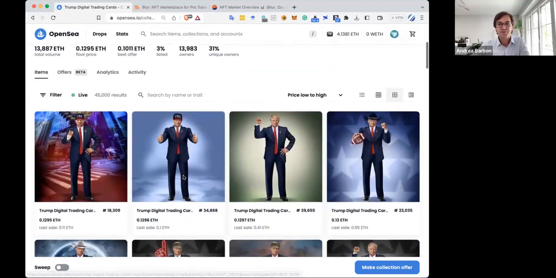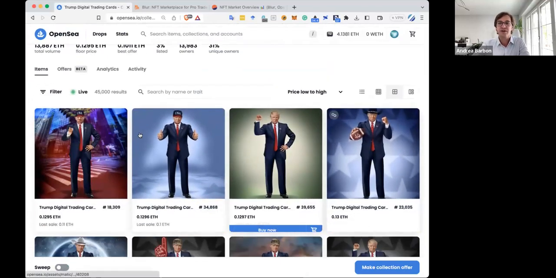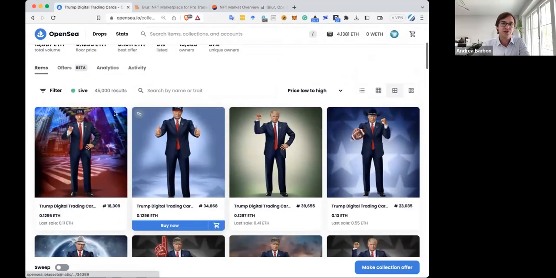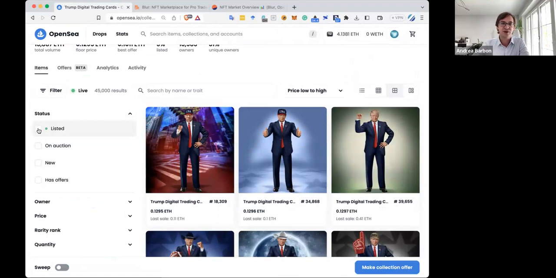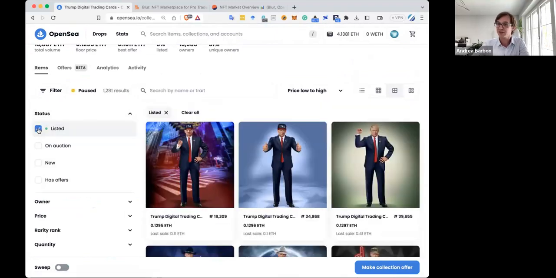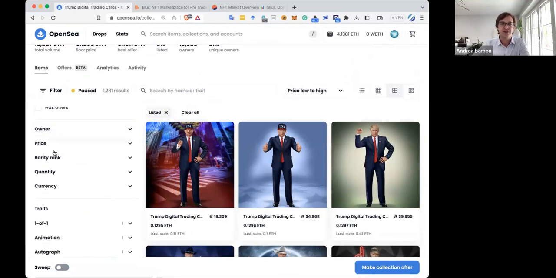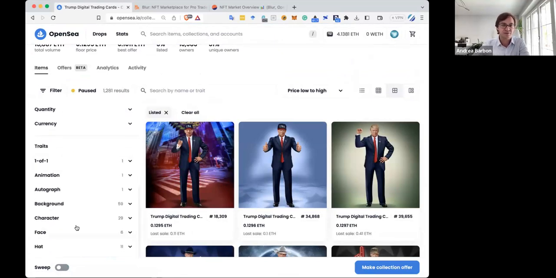Okay, and here you have a list of items. So you can filter them by status. So for instance, you want to just look at those which are listed for sale that you can actually buy directly. Okay, and then there are a bunch of attributes that you can choose.